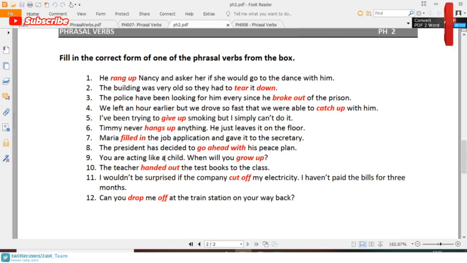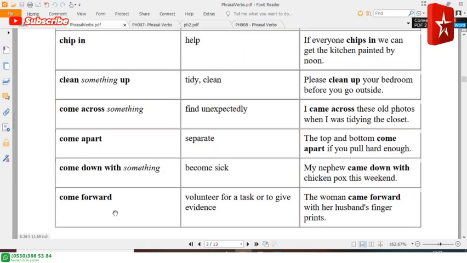Number 11. I wouldn't be surprised if the company cut off my electricity. I haven't paid the bills for 3 months. And next one, can you drop me off at the train station on your way back? Yes. Okay, and let's go back with this.